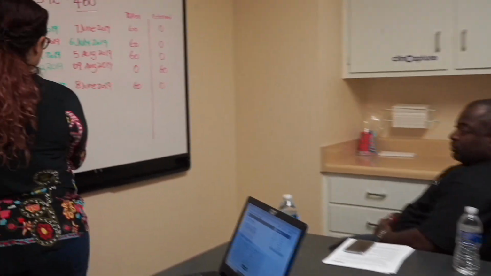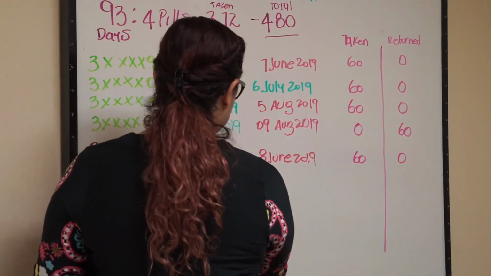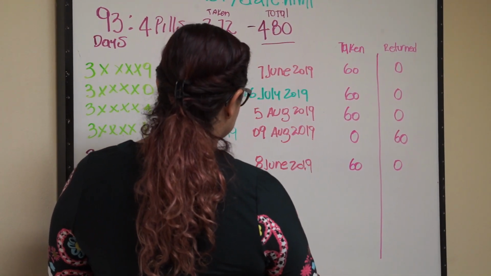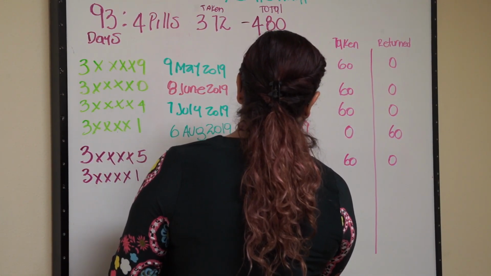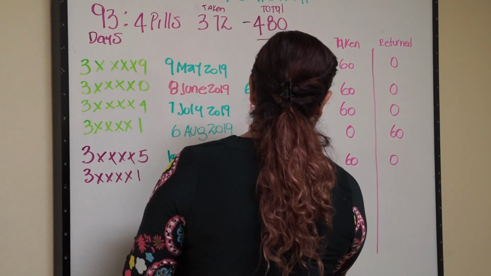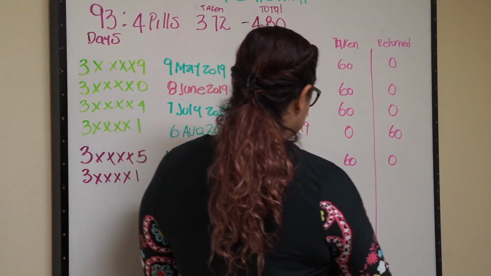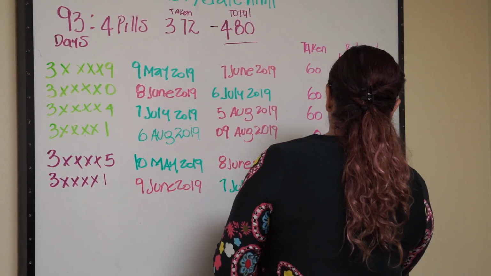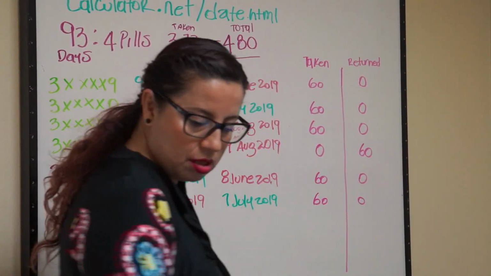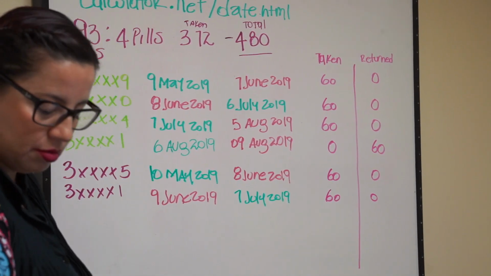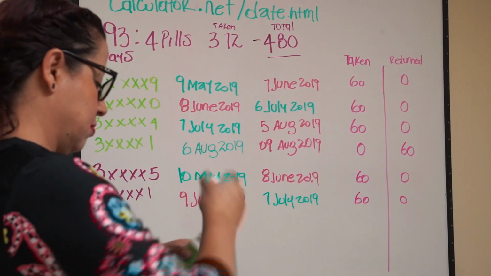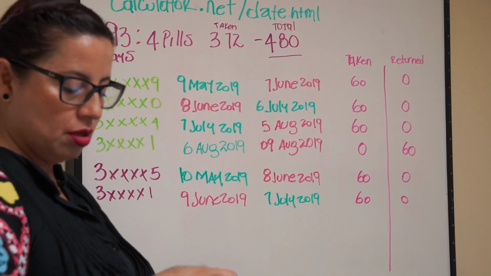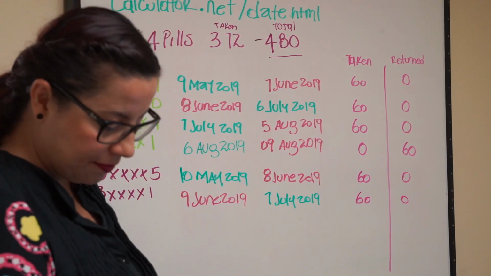So it's June 9th here, 2009, until 7th July 2009. So just 60 taken, 60, 0. Then we go with the next bottle. Same. The patient took it.